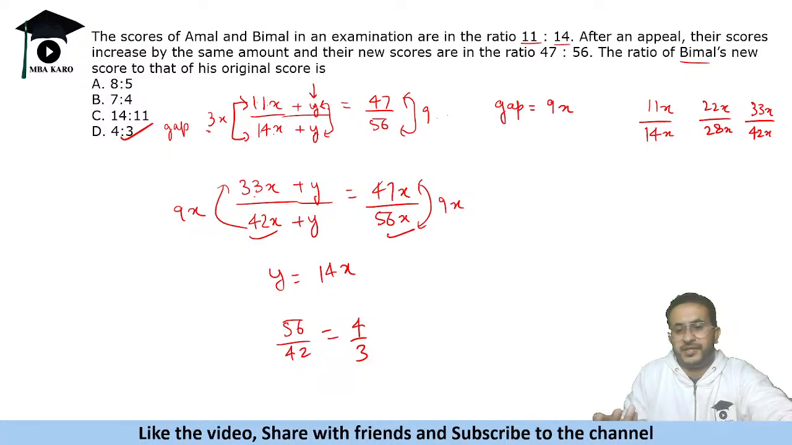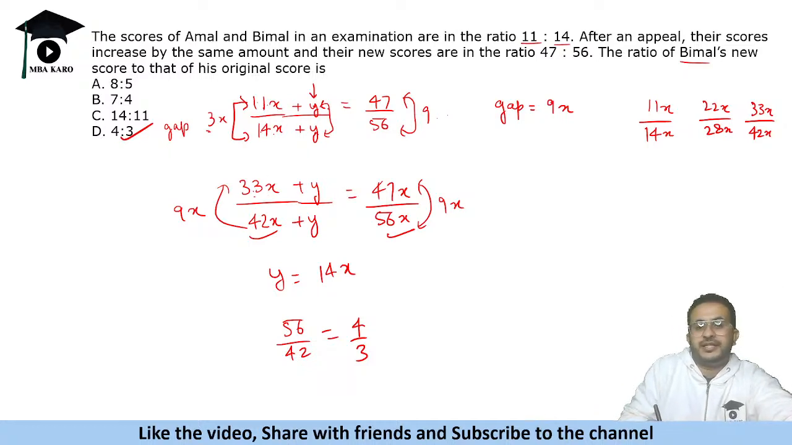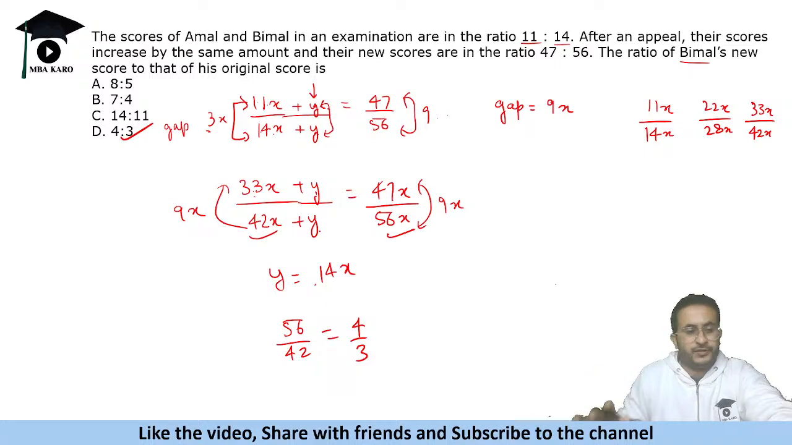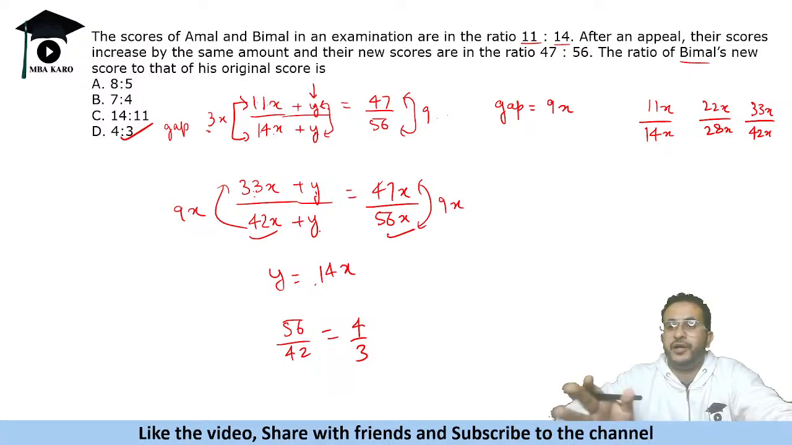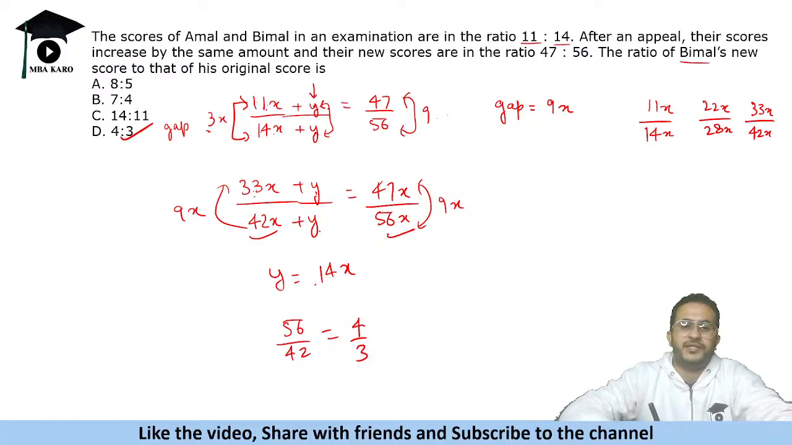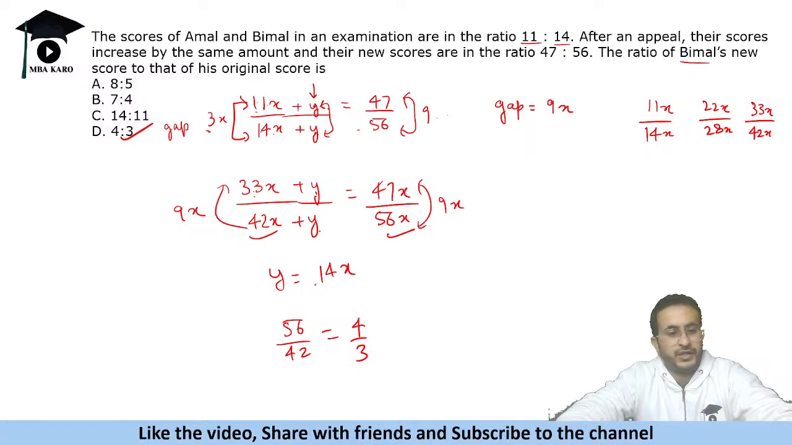You do not have to do cross multiplication at all. So this is 33x plus y is 47x. So if you see y is 14x, if you put here or here, makes no difference. Okay, so this is how you equate gap and avoid cross multiplication. Otherwise, with cross multiplication, how much time it takes: 56 into 11 plus 56y, 47 into 14 plus 47y, then the answer comes in terms of x and y. So this is a way to solve it instantly. Okay, so if you liked it, please like this video.